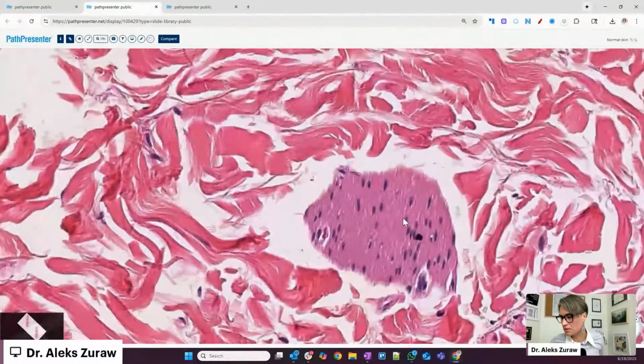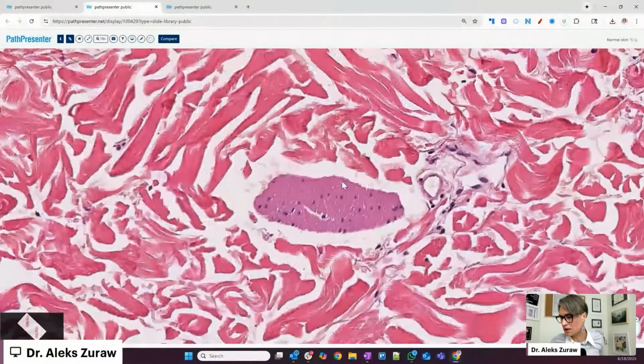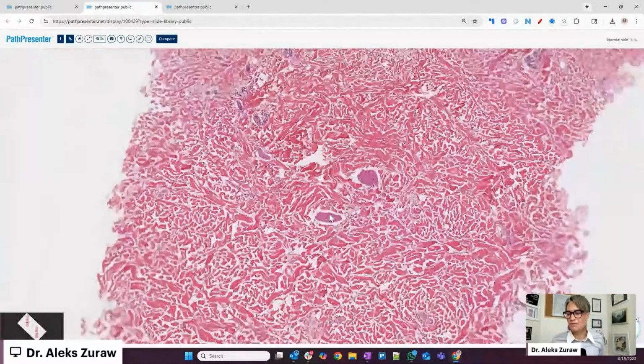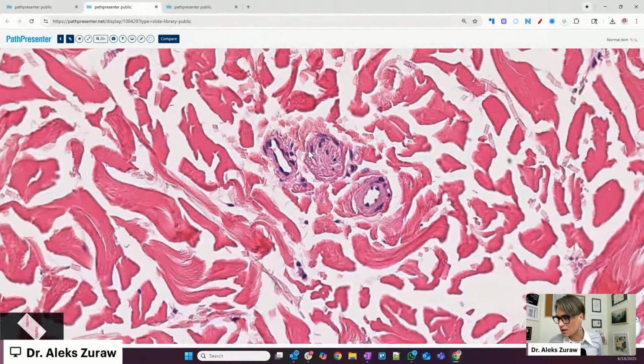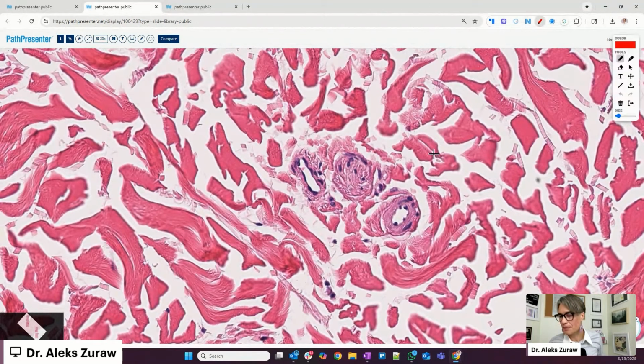So, for example, this could be a nerve. Yeah, I think it's a nerve. That's what we're going to find in the dermis. So let's see what we can see here. Okay, this looks like a nerve. This is a vessel, this is a vessel, and this round one looks like an artery. This one looks to me like a vein.